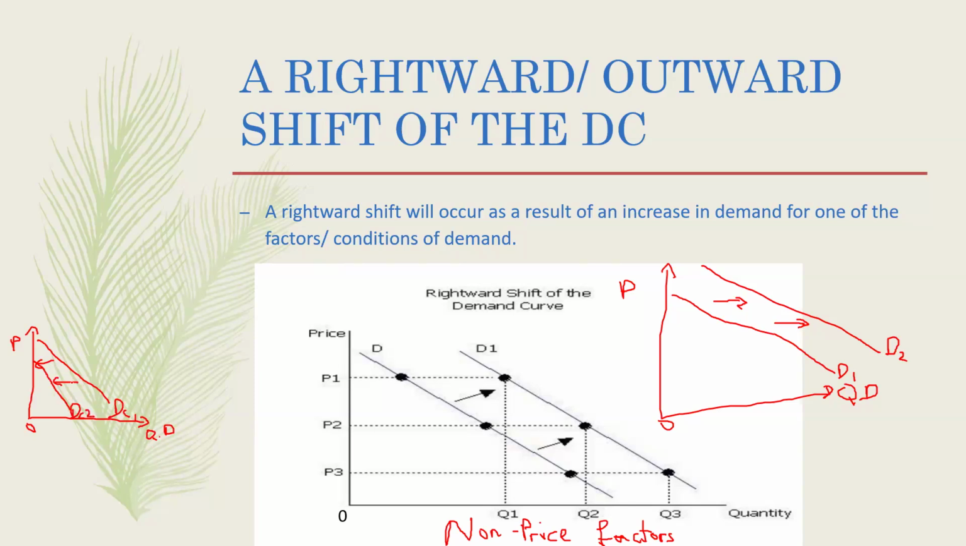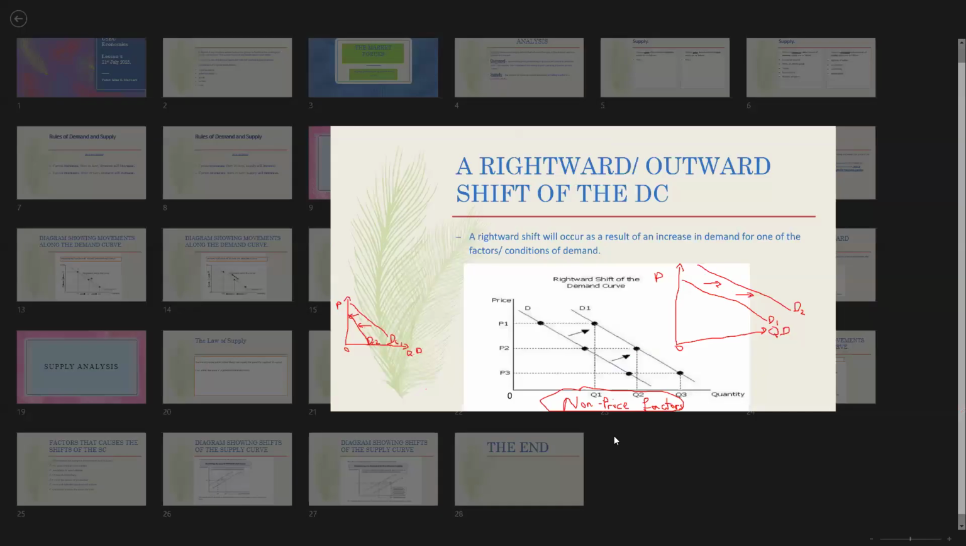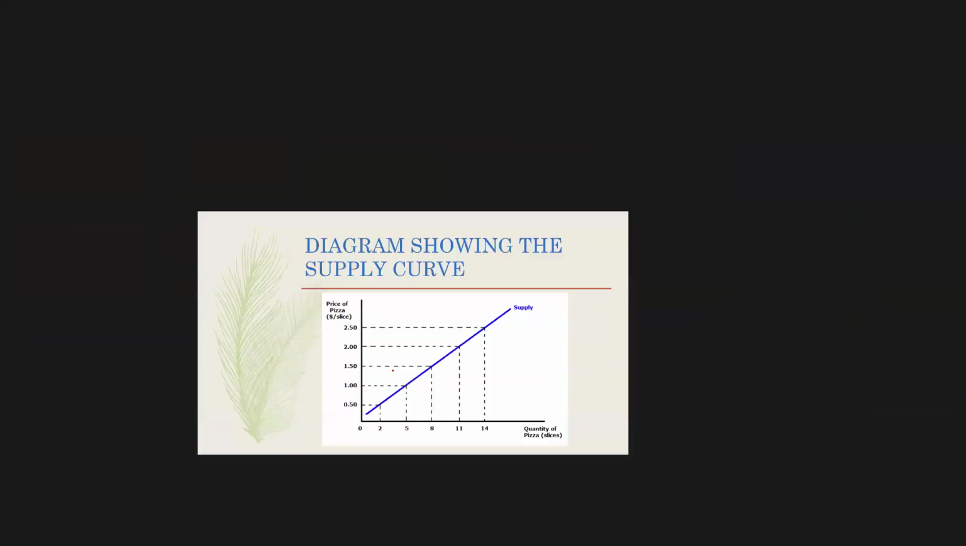This is an inward shift of the demand curve. This is an outward shift of the demand curve. That is only because of non-price factors. All right? So we spoke about some price factors. We spoke about non-price. Let us jump now to the supply curve.